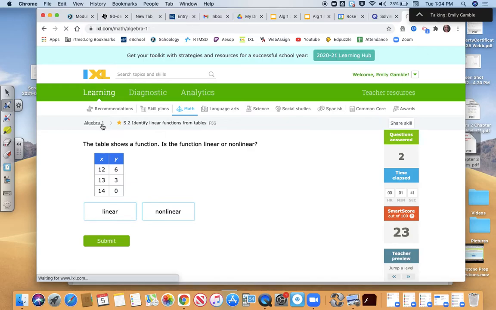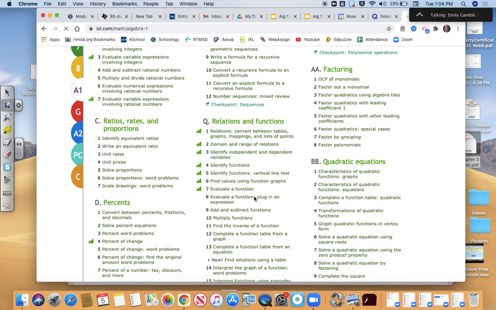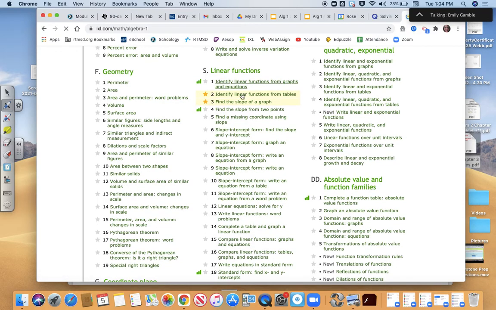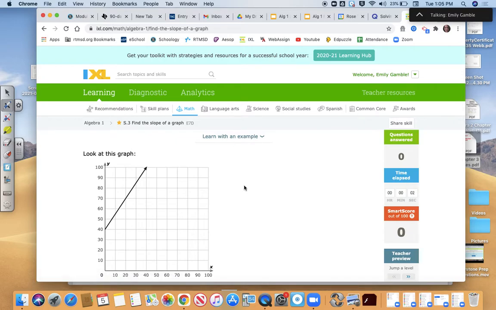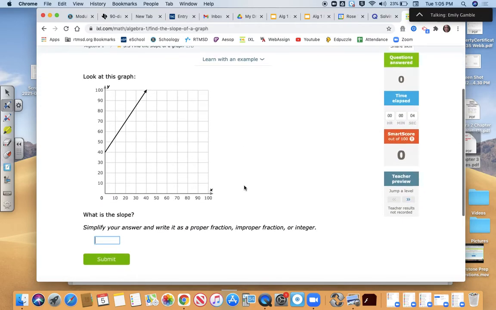Moving back to the S problems, S3, finding slope of a graph. So to find the slope of the graph, you look at the graph and pick points that are perfect. So I'm looking at this point right here. This point is 0, 40. I can see that because it's right here at 40 on the y-axis.